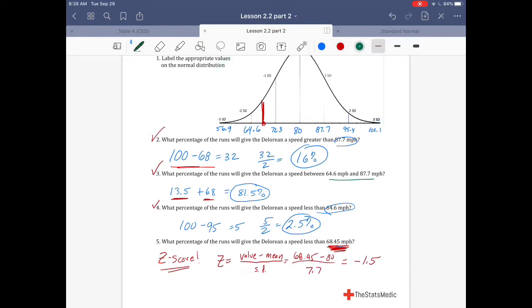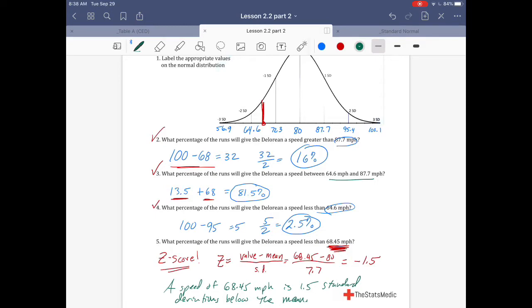So let's remember what that means. Contextually, a speed of 68.45 miles per hour is 1.5 standard deviations below the mean. Remember, complete sentences and context are everything.